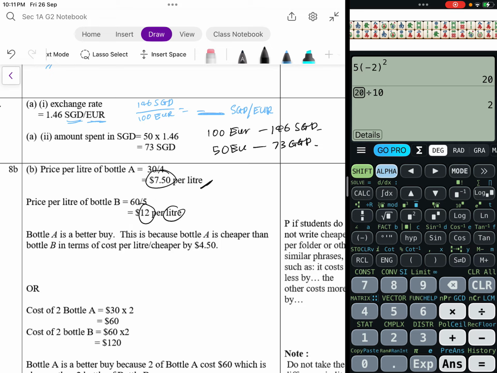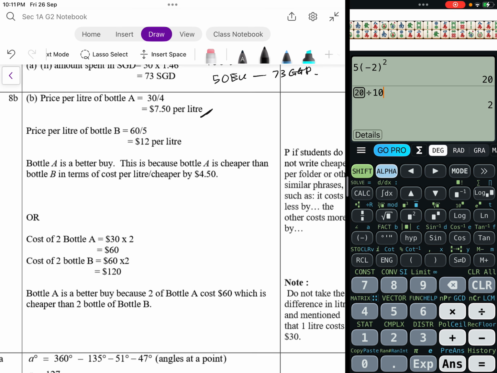So which one is the better buy? Because it's cheaper. Right, bottle A is cheaper, 7.50 per liter is so much cheaper, so A is the better buy, because every liter costs 7.50 compared to $12. Right, so if you buy 1 liter for both, you actually pay less for A.